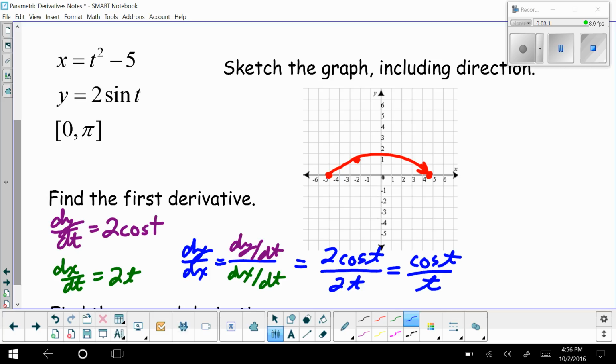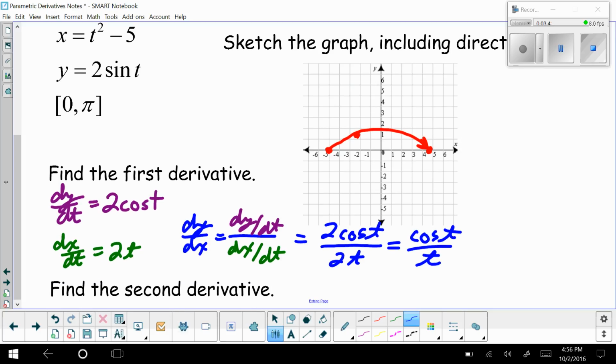So if I wanted to know the slope of this curve at any point along there, I just need to know what the t value is. So say at pi over 2. Well, the derivative at pi over 2 would be 0, because the cosine of pi over 2 divided by pi over 2 would equal 0. So at this point here, my graph isn't perfect, because I should have a horizontal tangent there.